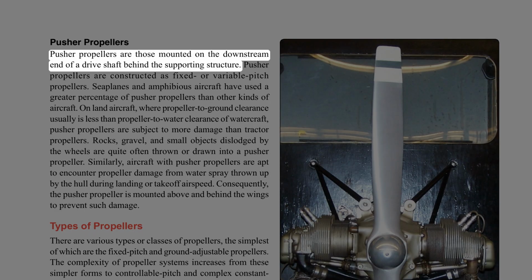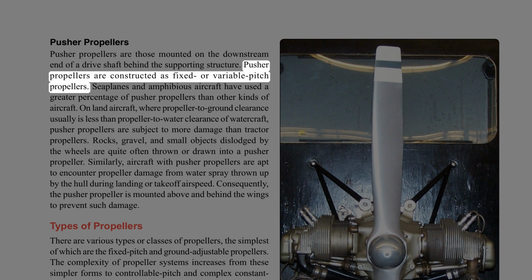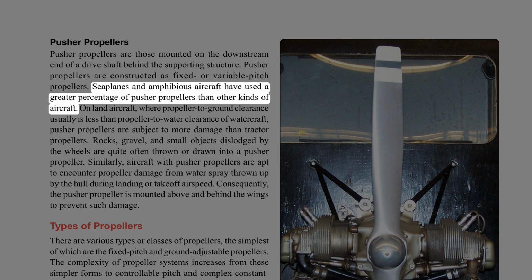Pusher propellers. Pusher propellers are those mounted on the downstream end of a drive shaft behind the supporting structure. Pusher propellers are constructed as fixed or variable pitch propellers. Seaplanes and amphibious aircraft have used a greater percentage of pusher propellers than other kinds of aircraft.